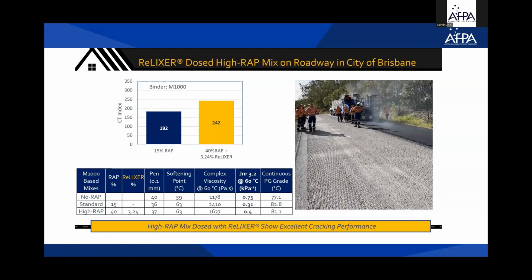I want to focus your attention on the CT index. And again, this repeats what we have shown you before, which is high RAP mixes dosed with Relixer, while providing comparable performance to no RAP or low RAP, in this case 15% RAP, on a variety of parameters, are able to show you substantially better crack resistance, substantially better ideal CT numbers.